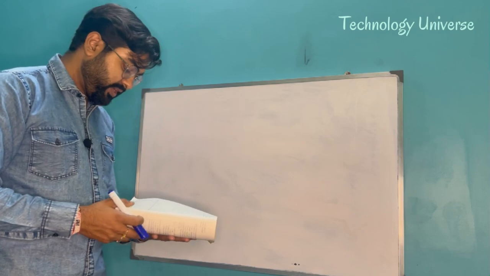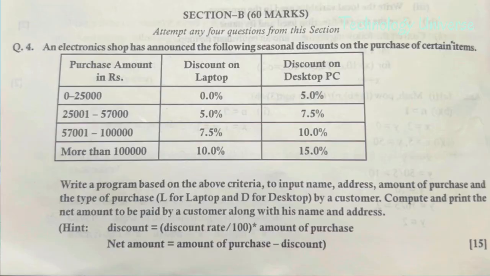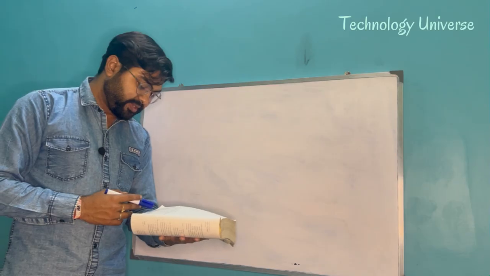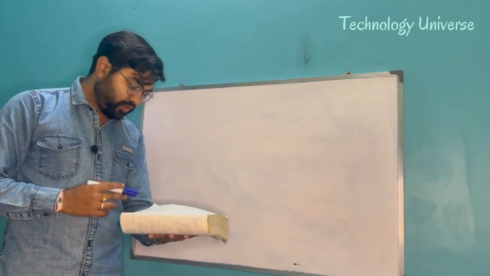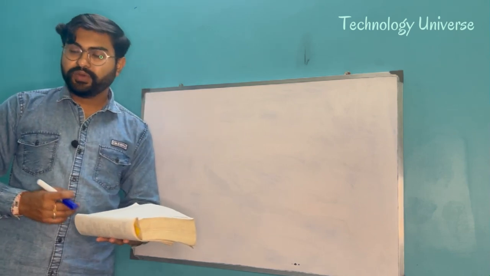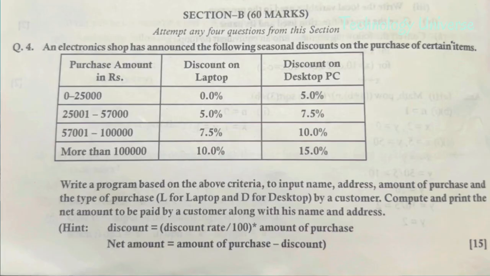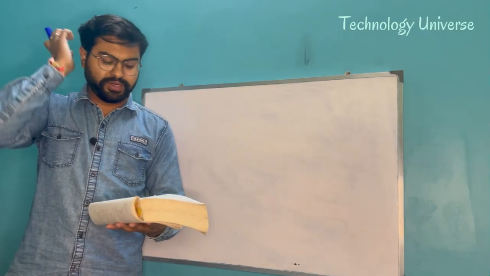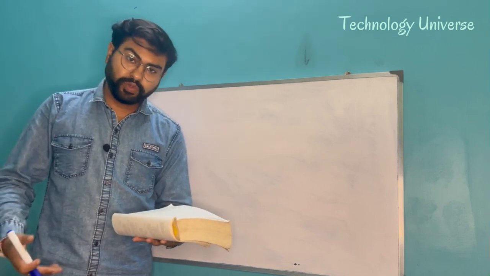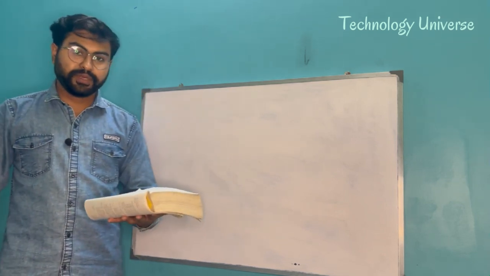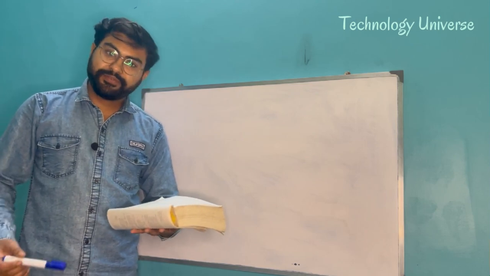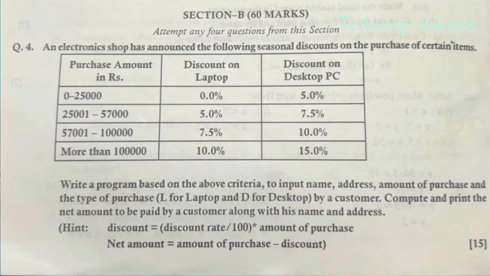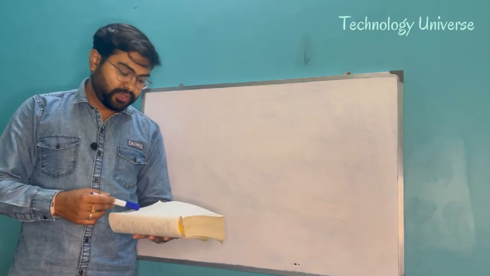So here what we have to take as input. The text below mentions to write a program based on the above criteria to input the name, address, amount of purchase and type of purchase. The type of purchase can be L for laptop or D for desktop, so that is a character input. So we have name, then address, then amount of purchase, and then the type of purchase. Now based on the type of purchase, if it's a laptop, then we have to calculate the discount for the laptop accordingly. And if it's a desktop, then we have to calculate it accordingly.